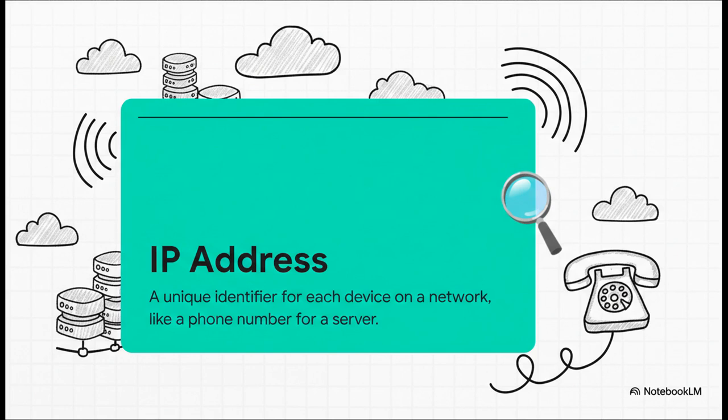Every single server that's hooked up to the internet gets a unique ID. We call it an IP address. And honestly, the best way to think about it is like a phone number. It's just a specific set of numbers that tells your request exactly where it needs to go. Simple as that. Without it, nothing would work.